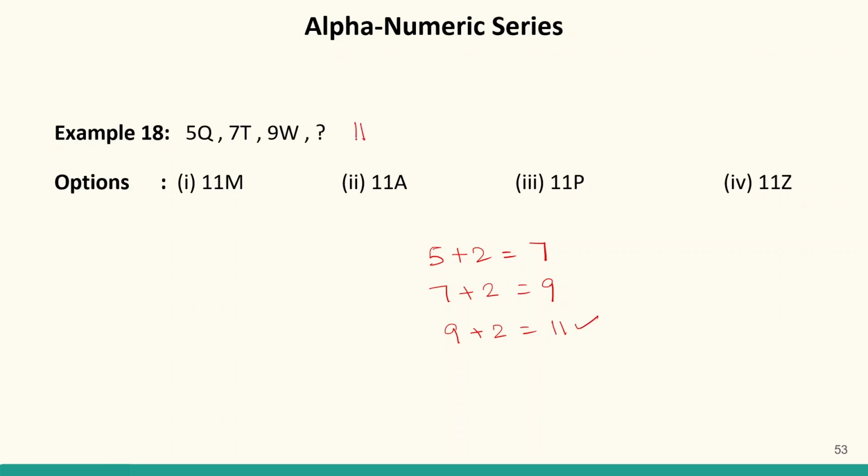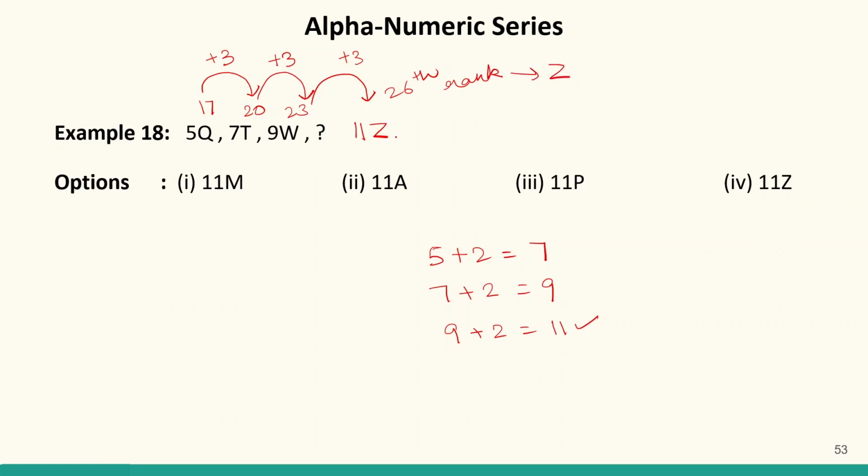Correct? Now let us look at the alphabets. Q is positioned at 17. T is positioned at 20. W is positioned at 23. Again, I can see there's an increment of 3 positions. 17 to 20 is an increment of 3 positions. 20 to 23 is again an increment of 3 positions. So if we go forward from 23, we increase 3 positions. That gives us the 26th rank. The 26th rank is Z.